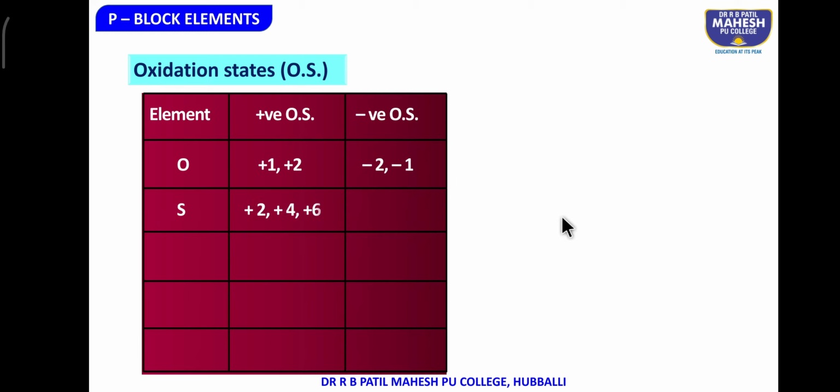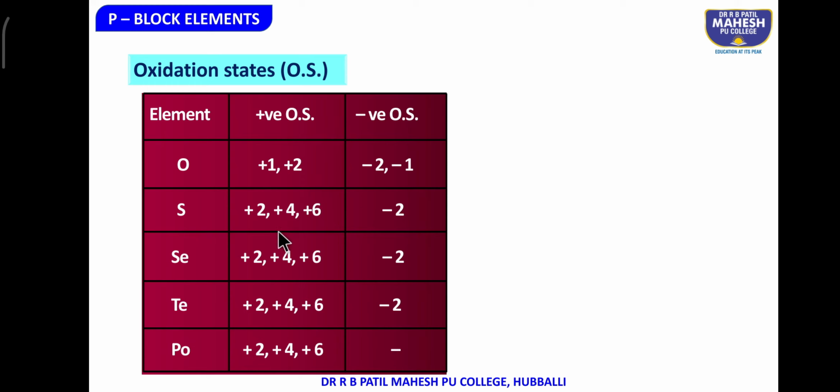So oxygen shows +1 and +2 along with -2 and -1. So we have -2 by gaining 2 electrons, and -1 by gaining 1 electron. The remaining elements show oxidation states of +2, +4, +6 and -2.